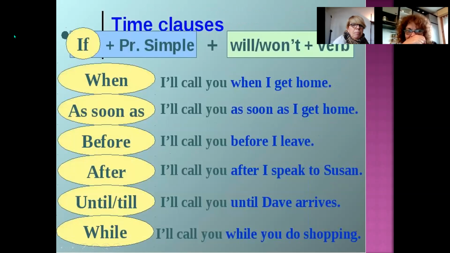Say that we can, okay, and then we have some time clauses that help us to see that it is a conditional. Okay, so when: I'll call you when I get home. As soon as: I'll call you as soon as I get home, because we can add these time clauses: before, after, until or till, and while.